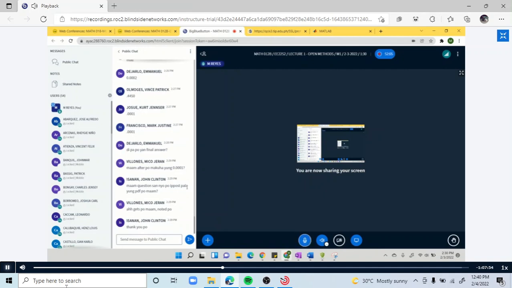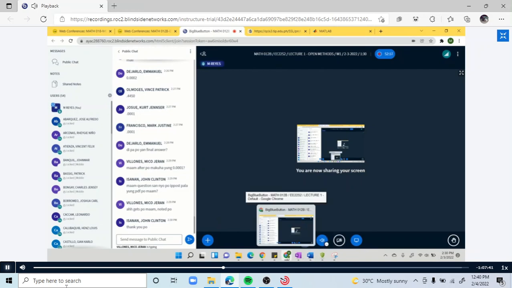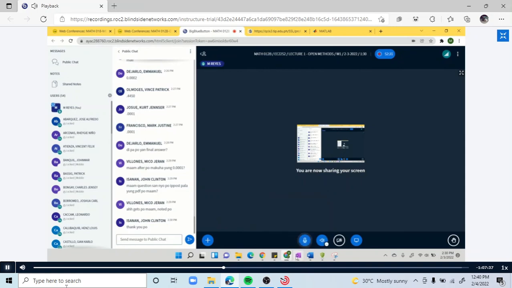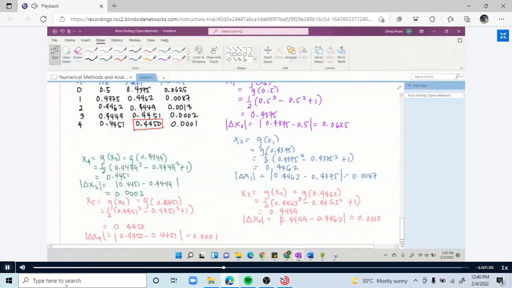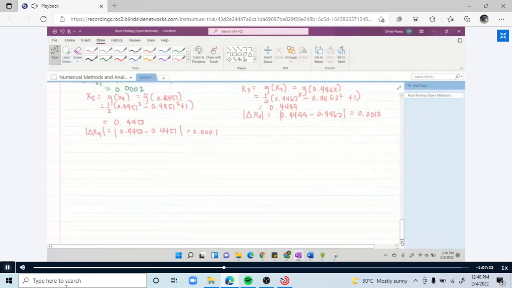Okay, any other question? May dalawa pa tayong methods. Isa pa lang yan. Okay, wala na. Alright. Tuturo ko sa inyo yung kung paano gamitin yung calculator nyo for the next formula or next method.